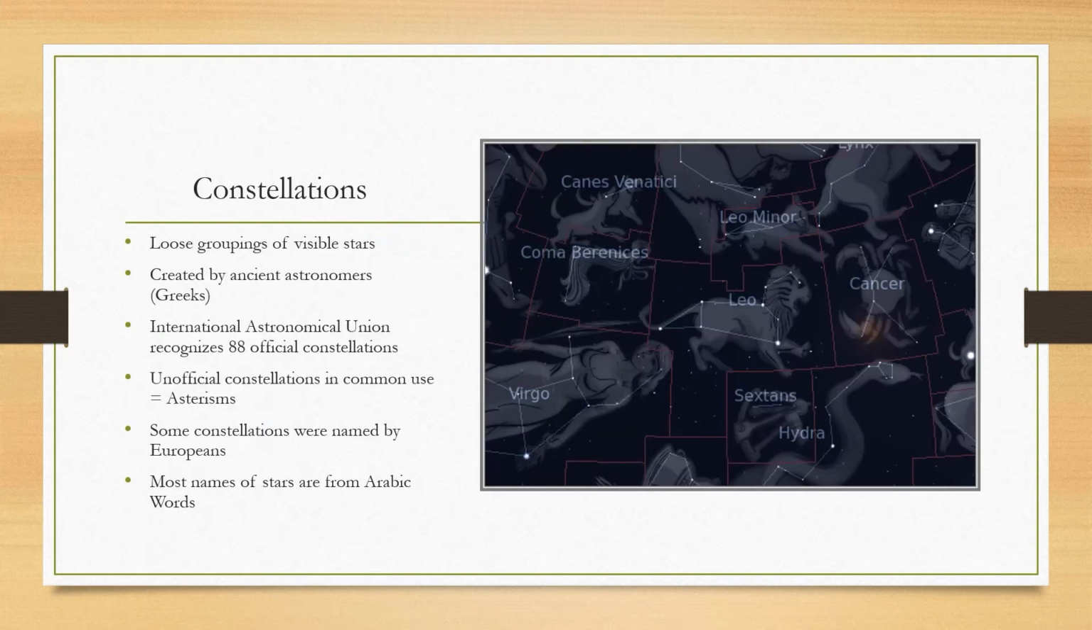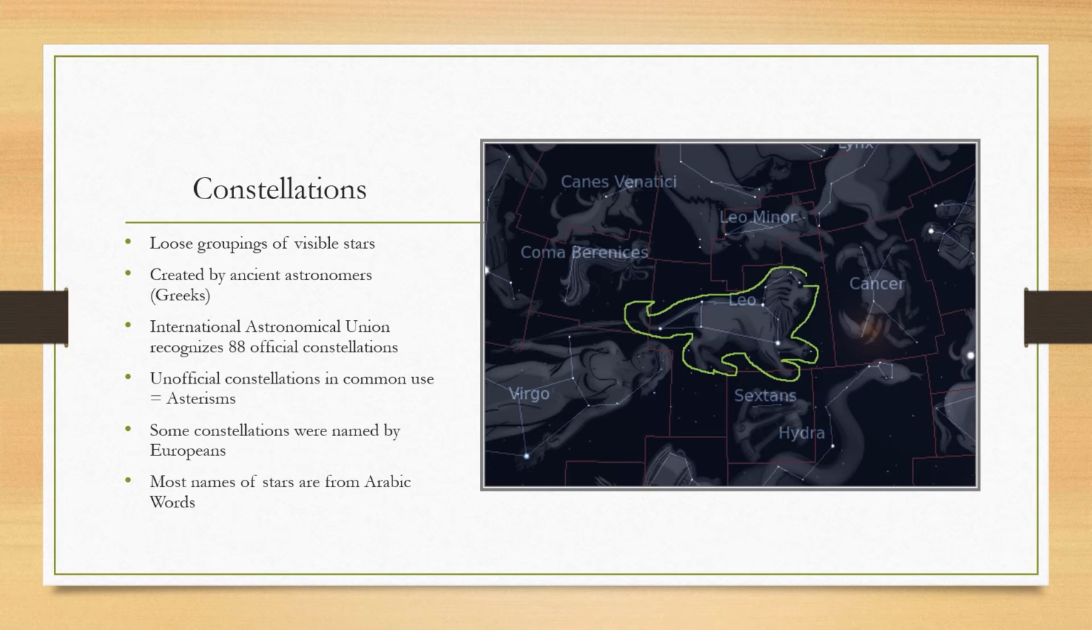Constellations are a loose grouping of visible stars. Basically, we have all these stars in the sky. Someone looked at them and said, hey, these guys are close together. Let's give it a name. Basically, ancient astronomers looked at the night sky and said, that kind of looks like Leo the lion. And so they named them. Hydra, Sextans, Virgo, Leo, Cancer, Leo Minor, Canes Venatici.